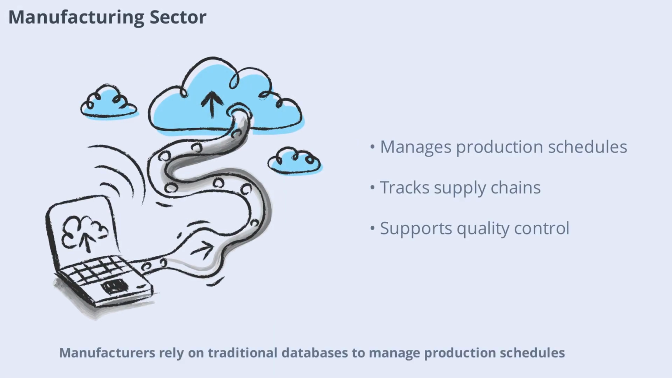Manufacturers rely on traditional databases to manage production schedules, supply chains, and quality control data. The structured format supports efficient tracking of materials, processes, and finished goods. Security and backup features protect sensitive business information, while indexes and queries enable quick access to critical data. Traditional databases help manufacturers maintain high standards and streamline operations.